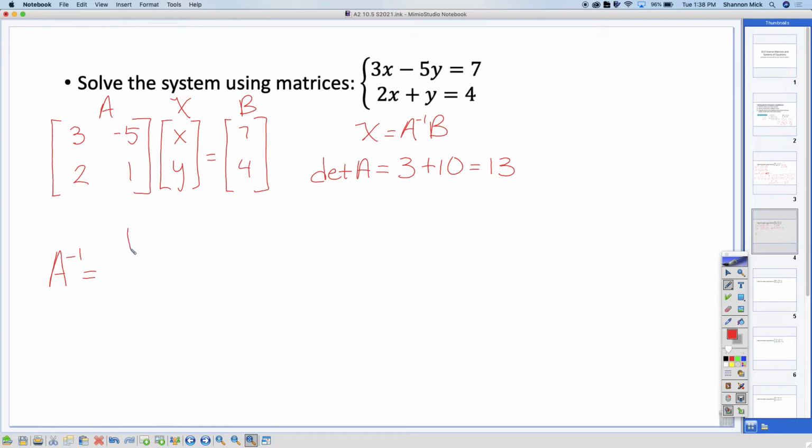Okay, so it's 1 over the determinant, 13, and I switch the 3 and the 1, and I take the negative of the 5 and the 2. And then I just distribute my scalar, don't I? So it'd be 1/13. So I have 1/13, 5/13, -2/13.